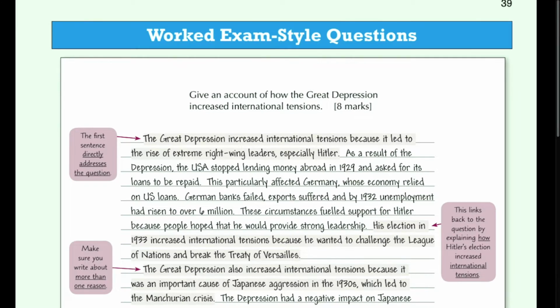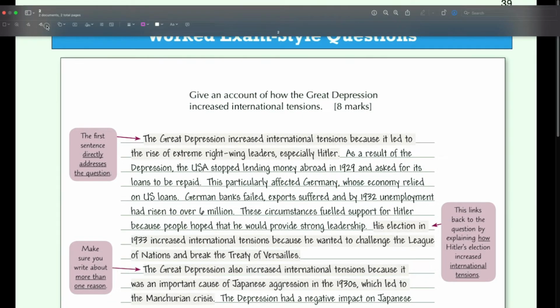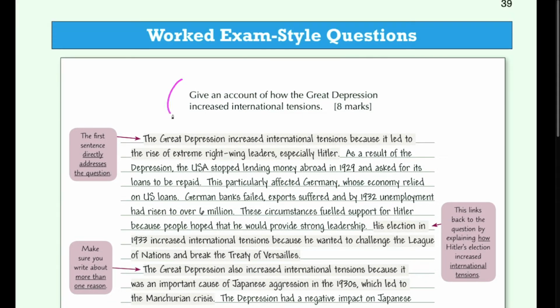Okay, so we have the second part of the writing actually, and this is the question. Give an account of how the Great Depression increased international tensions. So this is the second paper, which is the second question. Give an account of how the Great Depression increased international tensions. It's like give an explanation, give an account.